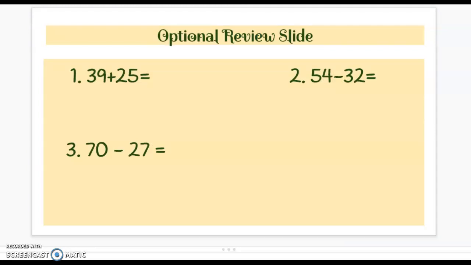Here's one last thing. It's an optional review slide. Show us how you can add and subtract. Which strategy works best for you? Your teacher will be excited to see your great work.